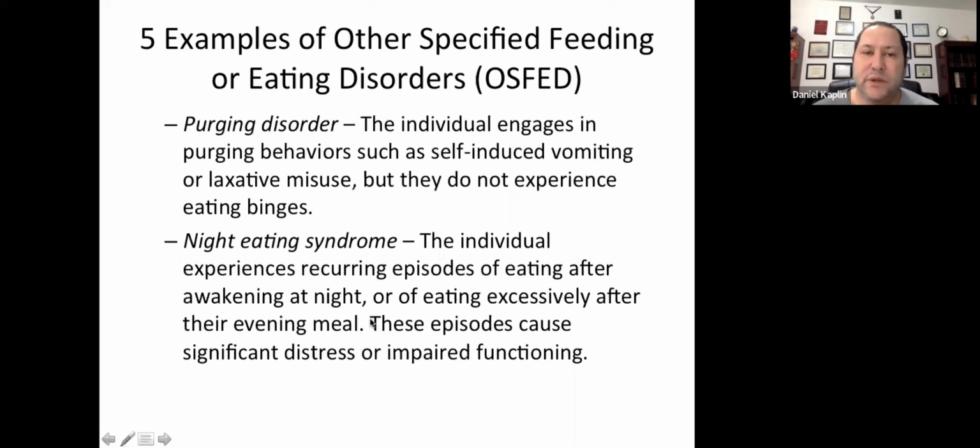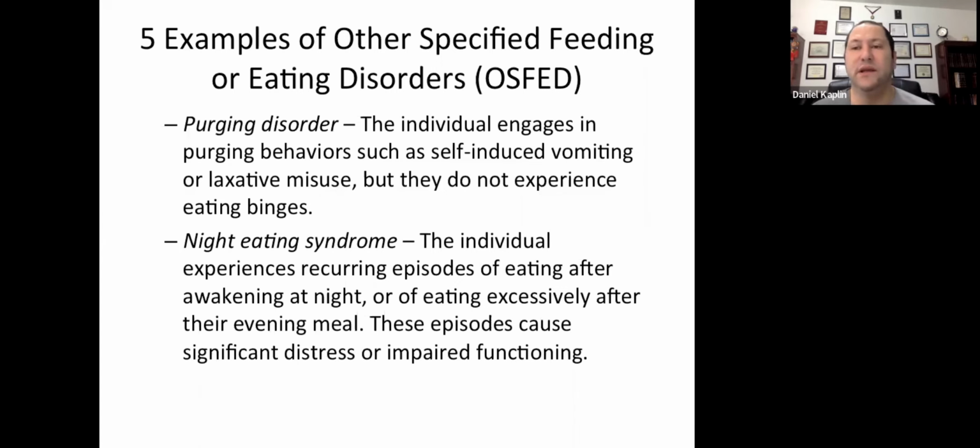Then we have purging disorder. A purging disorder is a condition where a person engages in purging or self-induced vomiting, laxative use, but they're not engaging in binges, right? So you can't diagnose this individual with bulimia because it's supposed to have a binge and some form of compensatory behavior. So what do we do if a person is just purging but not binging? So we would give them an OSFED and specify that it's a purging disorder. So they're just purging, using either vomiting or laxatives, something like that, but they're not binging.